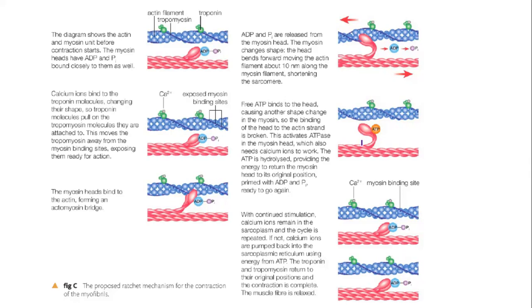After the bridge is broken, now the ATPase, which is the enzyme that breaks down ATP, is going to start working with the help of calcium ions. It's going to break down ATP to give you ADP and phosphate, right? So what's going to happen? The myosin head will return to its original position and it's going to be ready for the next cycle, for the next contraction, right? So this is actually how muscle contractions take place.